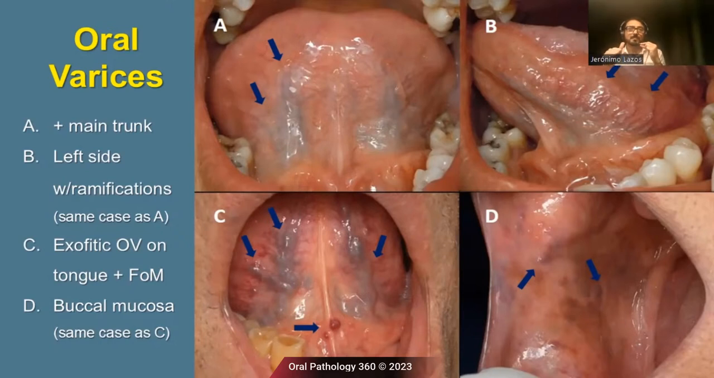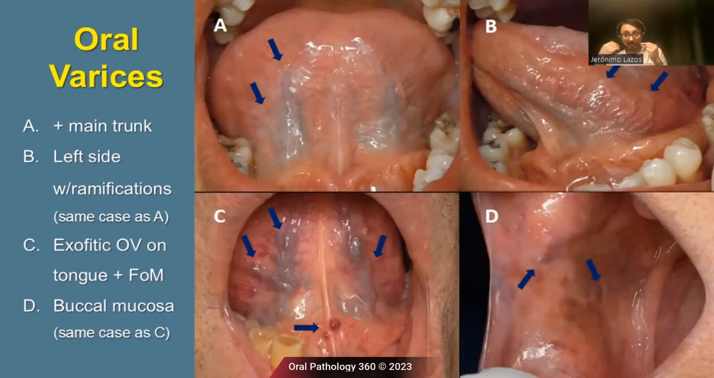In picture A, the one in the left upper corner, we can see a ventral surface of the tongue with more than one main trunk. As you can see with the blue arrows, the main trunk of the ranine vein has more than one trunk, and you can see it more clearly here on the right side of the patient. In picture B, we have the same patient as picture A, but here showing the left side with ramifications that were hindered in the frontal view. We are going to talk later on as to why this is really important when we assess a patient for OB: to see the tongue, asking the patient to lift the tongue upwards and then to one side and then to the other, to see each side separately and assess whether we can see lesions or not.